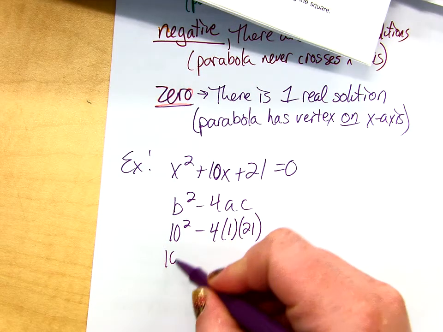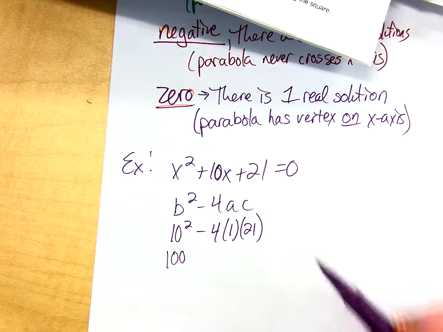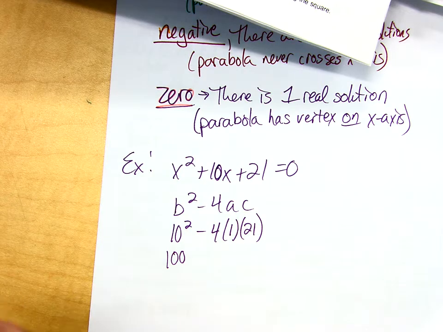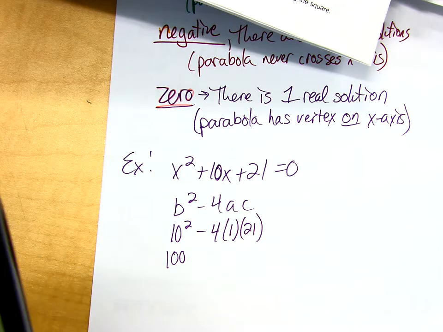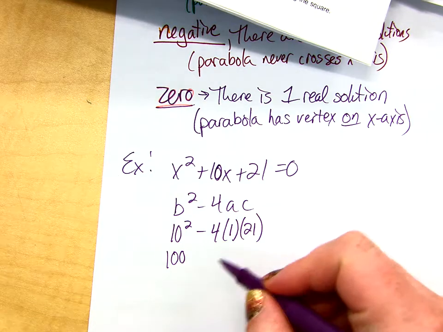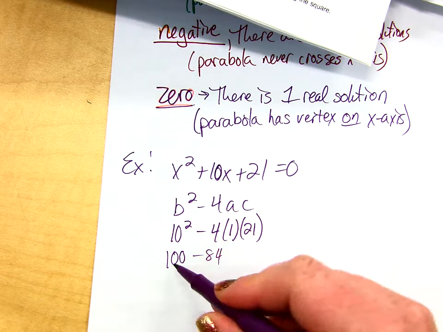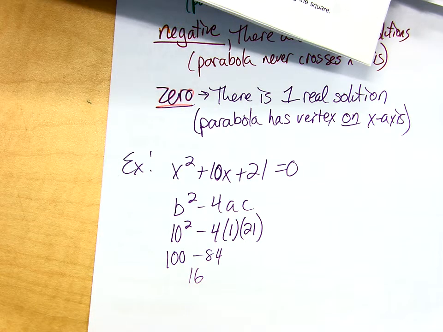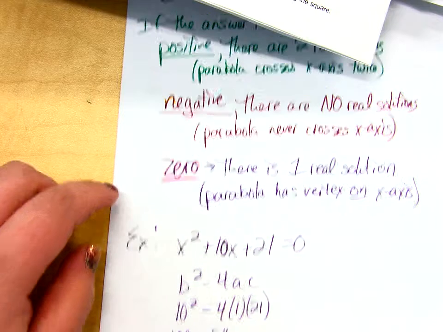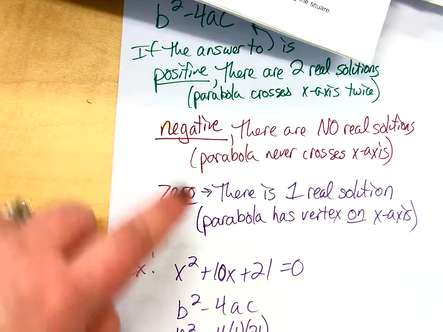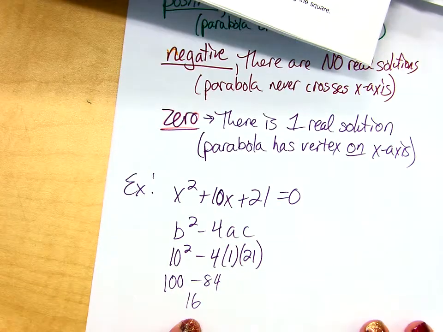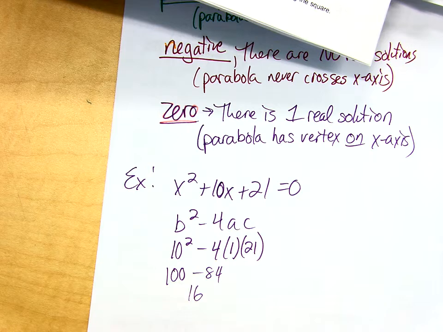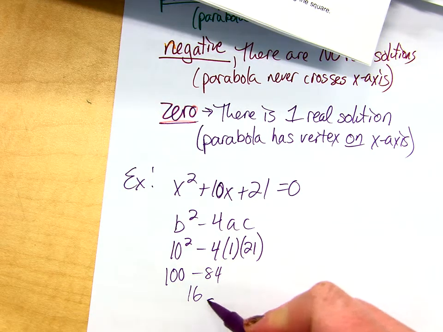So 10 squared is just 100. 4 times 21 is 84, of course. So 100 minus 84 is 16. I don't really care what the number is, like I said. I just care which of these three it comes out to be: positive, negative, or 0. So since that's a positive number, what does that mean? How many? I'm going to have two real solutions.